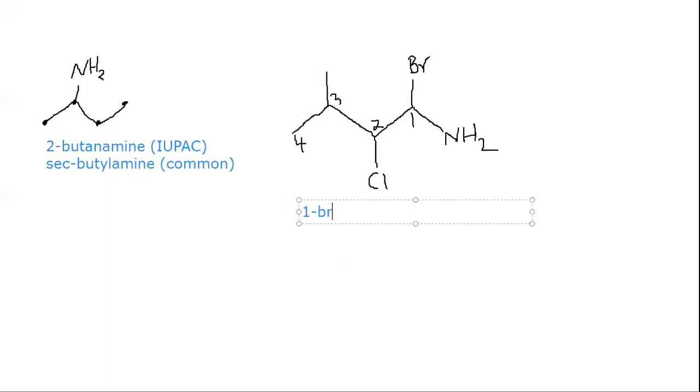In alphabetical order with all the substituents, the name of this compound is 1-bromo, 2-chloro, 3-methyl butanamine.